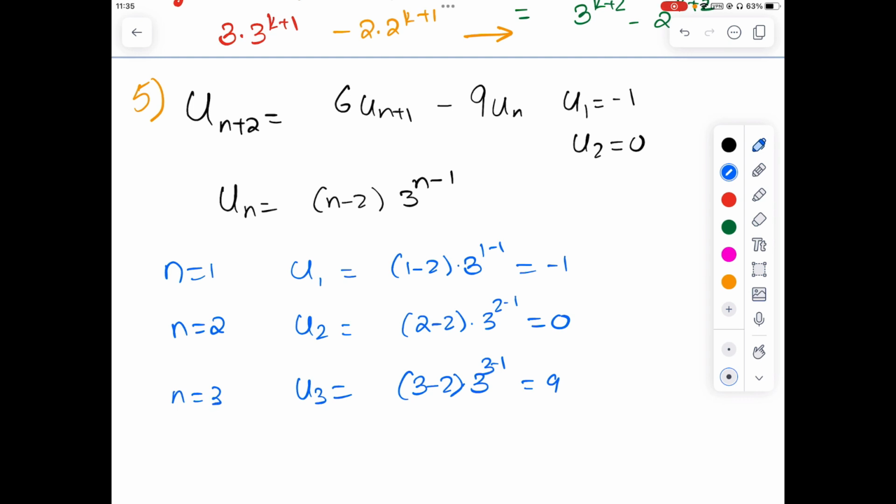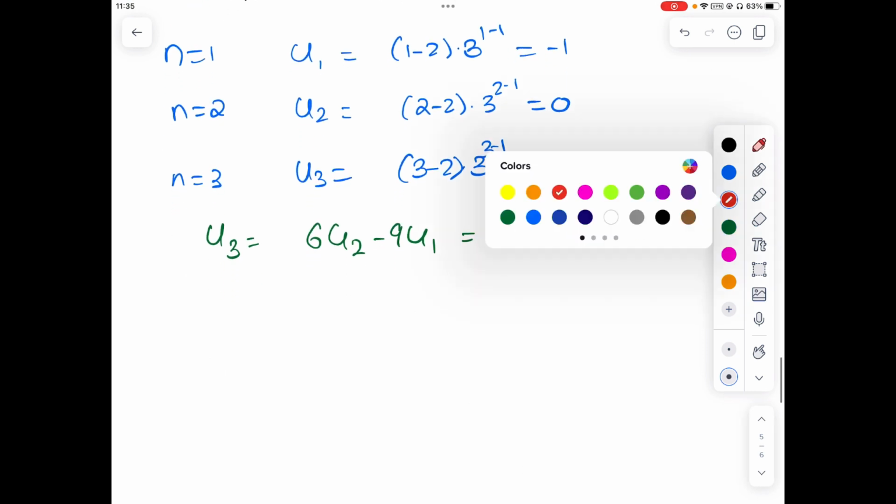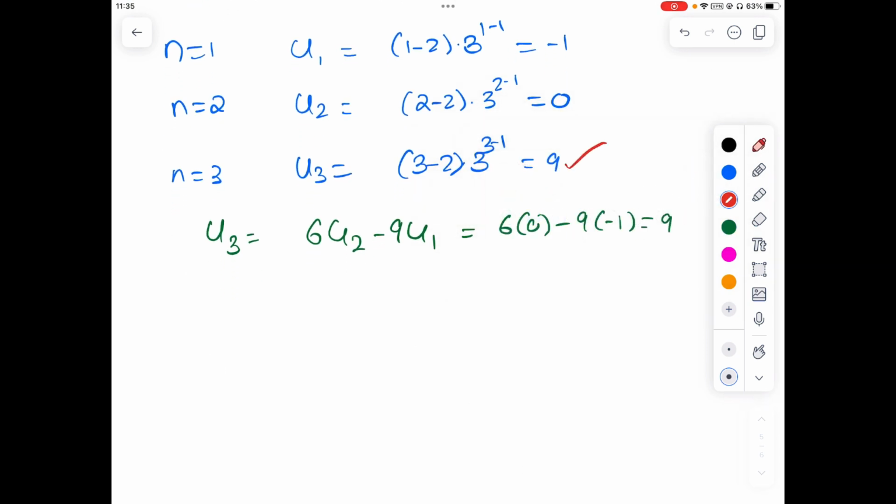9. Now using the recursive formula also, I should be getting u_3, because the first term from the recursive formula is u_3. So you have to do till u_3, which is 6u_2 minus 9u_1, which is 6 times 0 minus 9 times minus 1, which is 9. So therefore we can see that both are equal, 9 and 9.